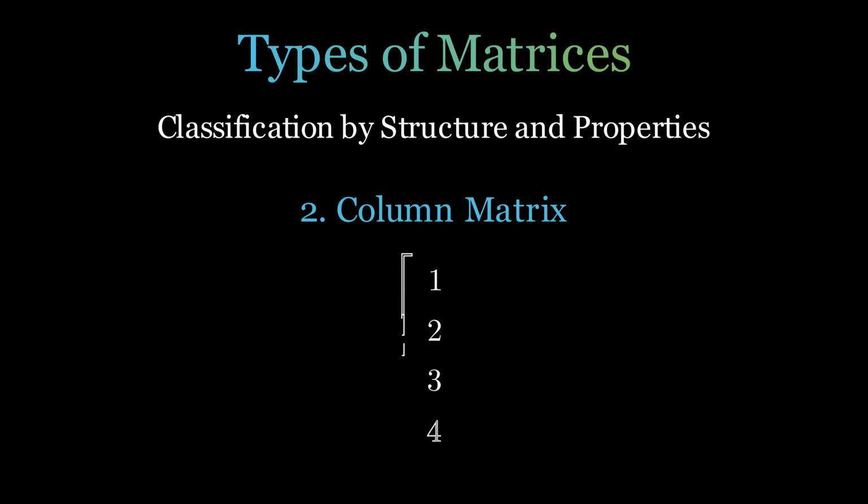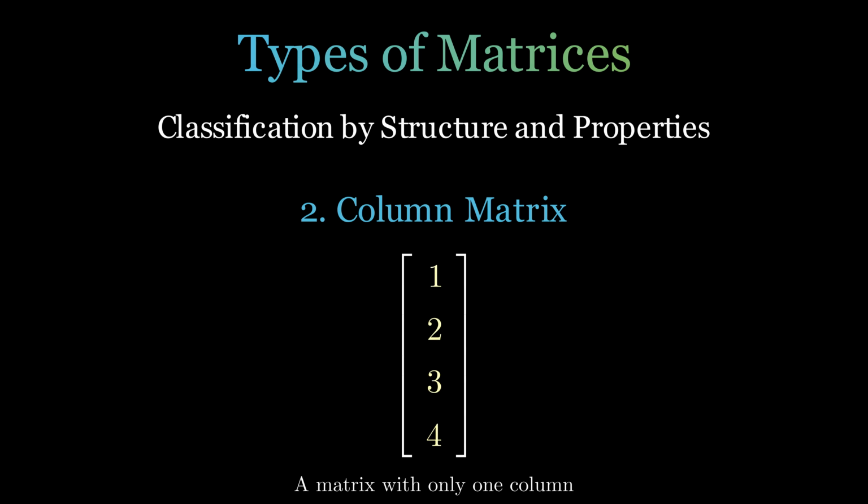Next, the column matrix. This is the vertical counterpart of the row matrix. It consists of just one column. Column matrices represent vectors in column form, which is more common in linear algebra.